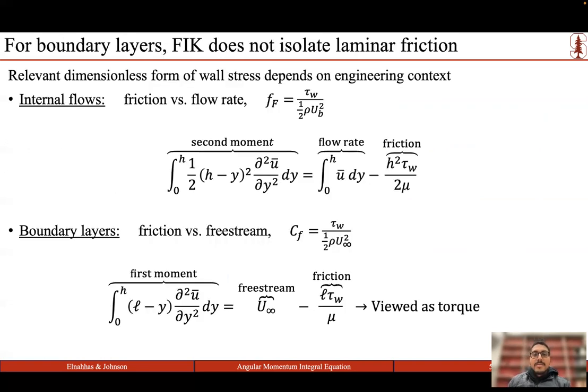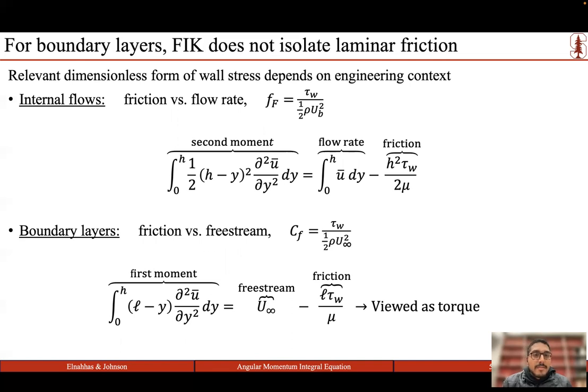While this is applicable to internal channels or internal flows, once this triple integral is applied to boundary layers, it is no longer obvious what the laminar and the turbulent contributions are, because the laminar term, or the viscous contribution in a general sense, becomes influenced by the mean flow distortion, and this decomposition is no longer easily seen.